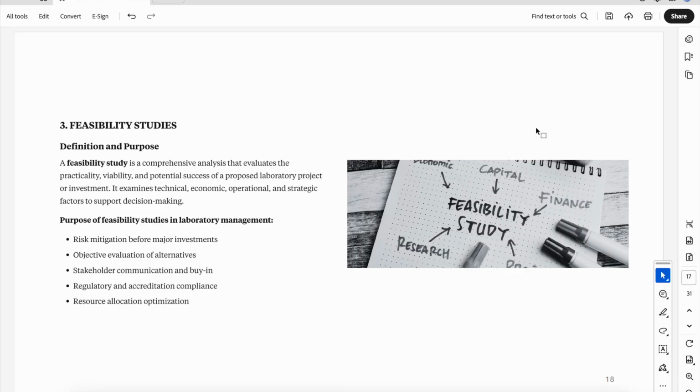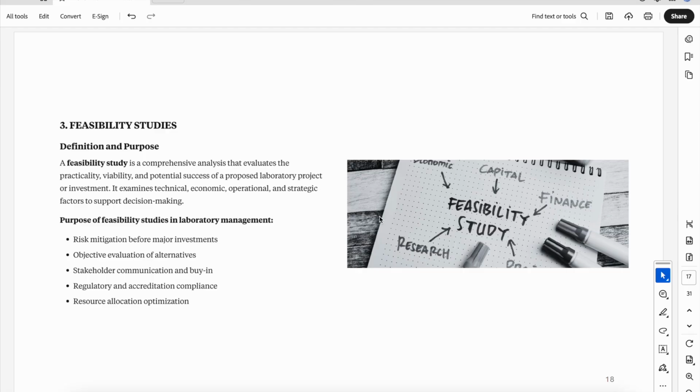Feasibility studies. Before making major investments, conducting a thorough feasibility study is essential. This comprehensive analysis can save your laboratory from costly mistakes and ensure successful project implementation. A feasibility study is a comprehensive analysis that evaluates the practicality, viability, and potential success of a proposed laboratory project or investment. It examines technical, economic, operational, and strategic factors to support decision-making.